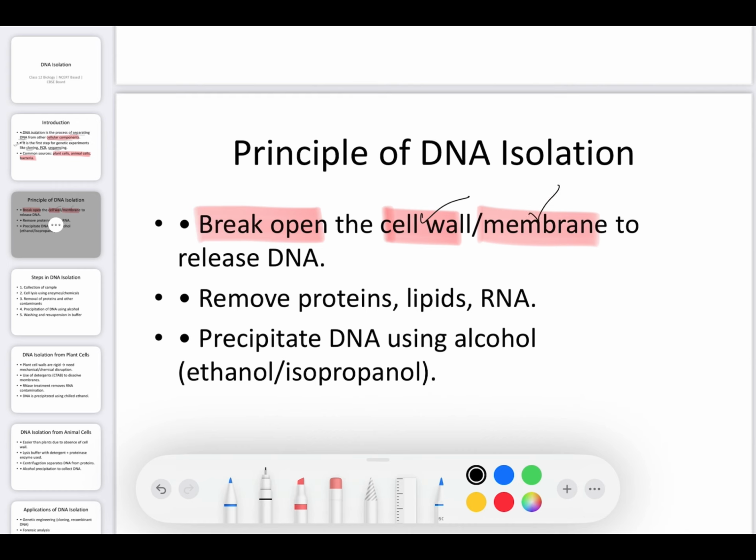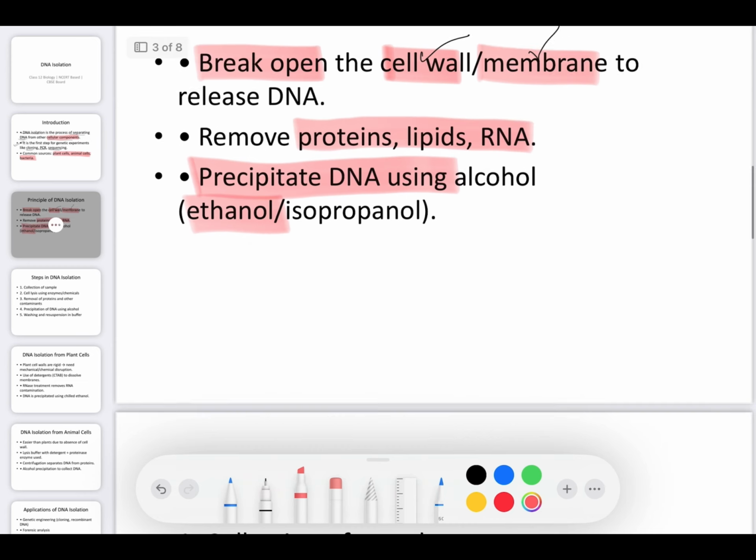And then what will happen? We have to remove all the proteins, lipids and RNAs, that is, the undesired materials that we do not want. Then we have to use ethanol to precipitate out the DNA that we want to isolate. So these are the three main principal steps during the DNA isolation process.